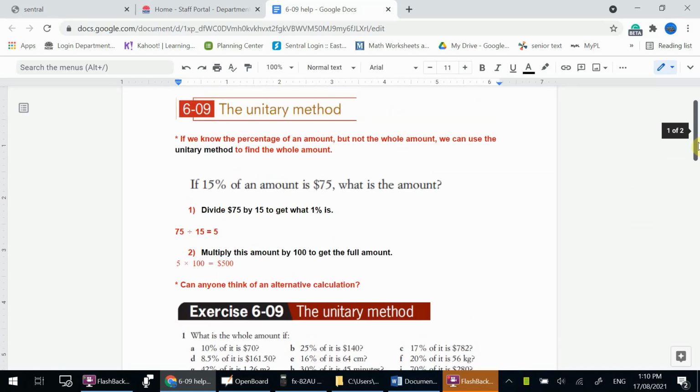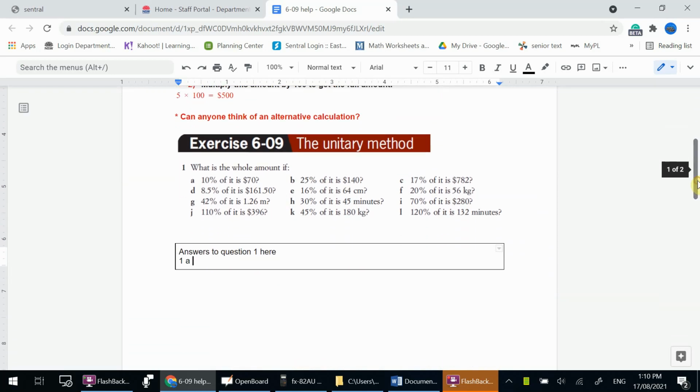Now, 609, unitary method. Basically that means finding what 1% is of something. In all of question 1, you've got to find out what the whole amount is. When you're given it, this is the percent, and that's the amount you're dealing with. So, for example, 180 kilos is 45% of something. 132 minutes is 120% of something. So obviously the two key figures are the percent and the amount. Now, we're going to do 1A and another one just to show you how to do it, showing the working.